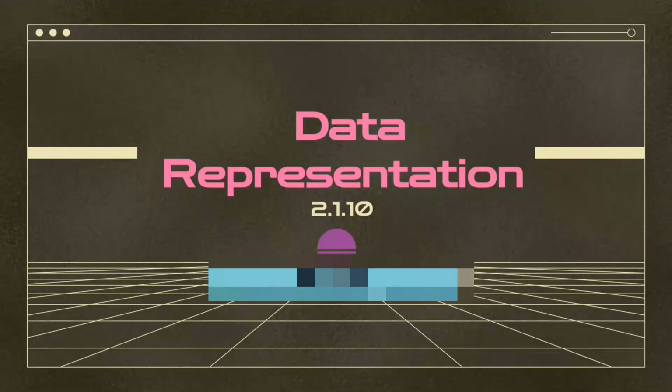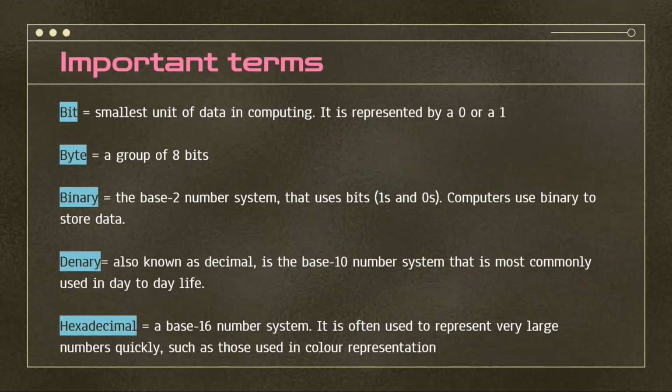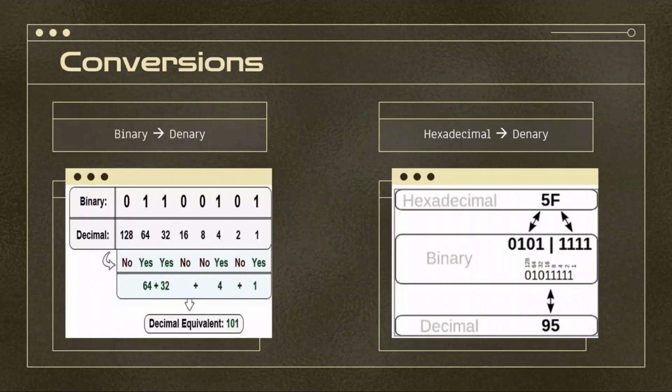Okay, so this is 2.1.10 data representation. These are some of the important terms from 2.1.9. Binary: computers use binary to store data, which is a base 2 number system that uses bits, ones and zeros, which is different to denary, which we use. And there's also hexadecimal, which is often used to represent very large numbers quickly, such as in color representation.